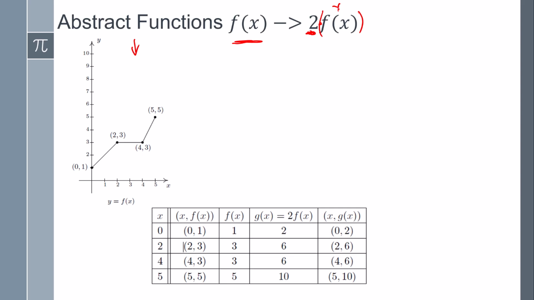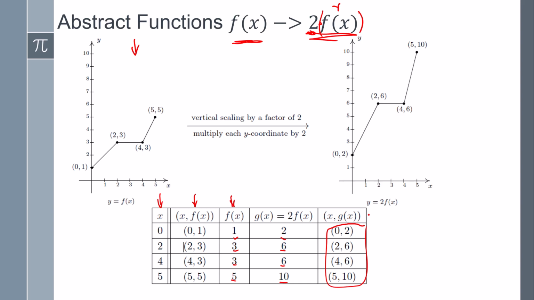So if I'm doing that, here are my x values, here's the point, here's my y values. If I want to apply this 2 times f of x, that means I'm taking every y value and I'm multiplying every y value by 2. So then I get my new set of points here. And what does that look like?